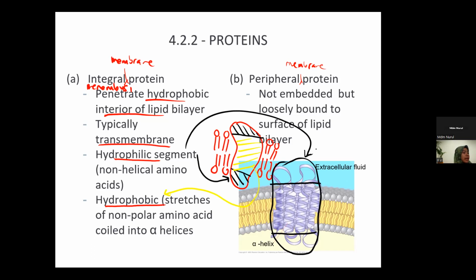The hydrophilic segment is made of non-helical amino acid. Bahagian hydrophilic terbentuk daripada amino acid yang tidak berlengkar. That's why you nampak bentuk amino acid dia, rantaian amino acid dia panjang, straight aja. Nampak tak ni? Dia adalah daripada rantaian amino acid sebenarnya. Ni amino acid ni. Yang tidak berlengkar. Non-helical amino acid. Why? The hydrophobic segment is made of non-polar coil amino acid. So bahagian ni nampak tak bentuk amino acid, rantaian amino acid dia berlengkar-lengkar. So bahagian hydrophobic is made of non-polar amino acid that is coiled into alpha helix. So dia macam ni. Macam tu.